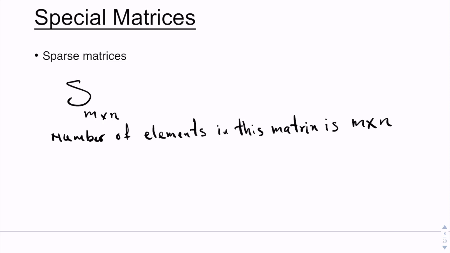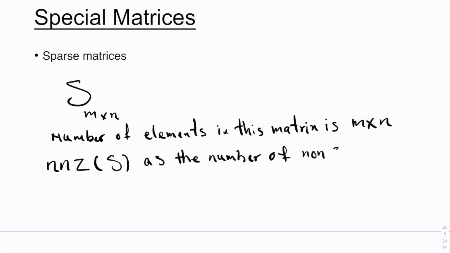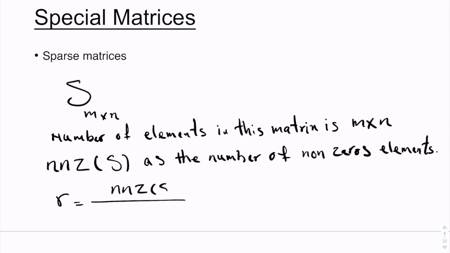And then we also call nz of S the number of non-zero elements. Therefore, this ratio, which we call R, equal to nz of S divided by m times n, should be much, much, much smaller than 1. That's the definition of sparse matrices.